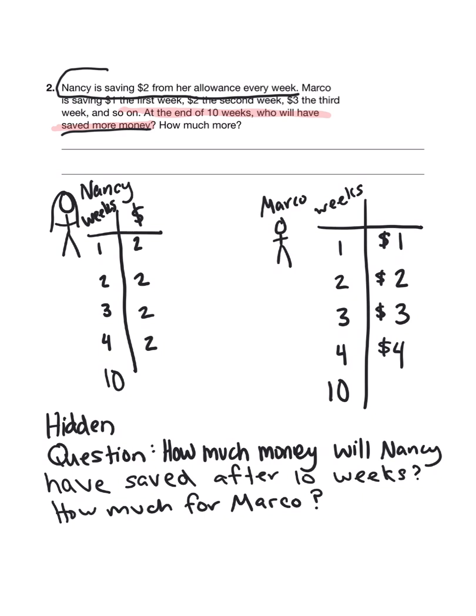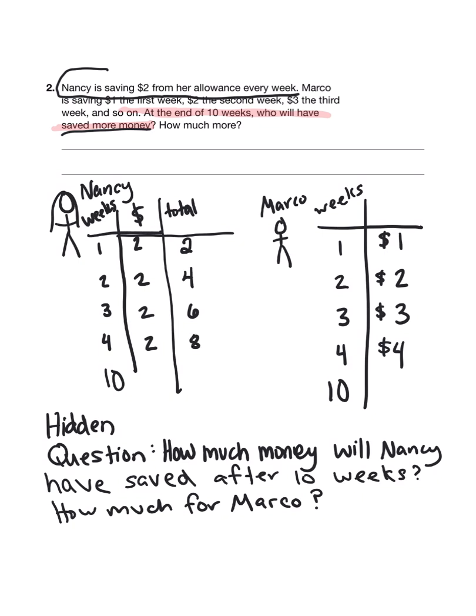So in order to figure that out, I think I'm going to add a third column to my chart. And this third column is going to be where I'll record the total. It seems to me that for Nancy, let's see, after 1 week, she'll have $2. After 2 weeks, she'll have $4. After 3 weeks, she'll have $6. And after 4 weeks, she'll have $8.